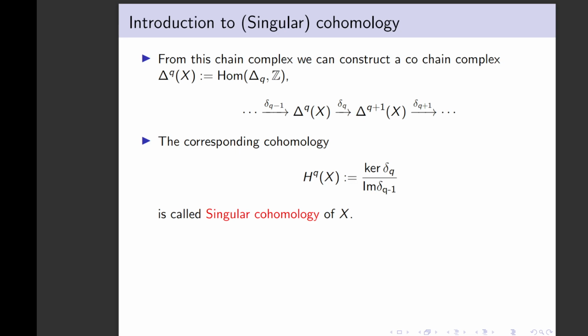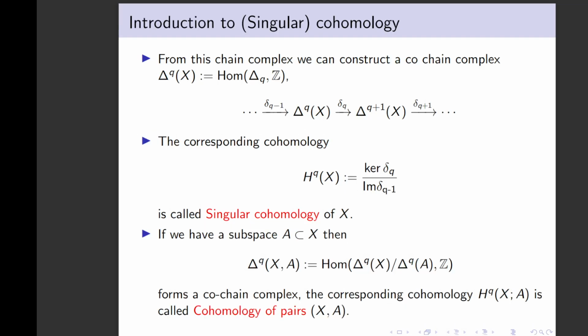Okay, now I will define something called relative cohomology. For that, we need a subspace A of X. In this case also, we can define a cochain complex, the set of all homomorphisms from this quotient of delta q to Z, and it can again be shown that this forms a cochain complex. The corresponding cohomology we call the cohomology of pairs, or relative cohomology. With this, I will define some properties that can be checked, not very easily, but they can be checked that these properties hold.